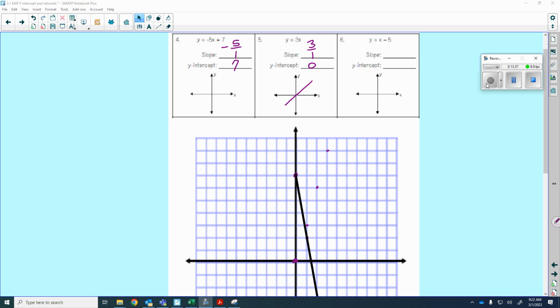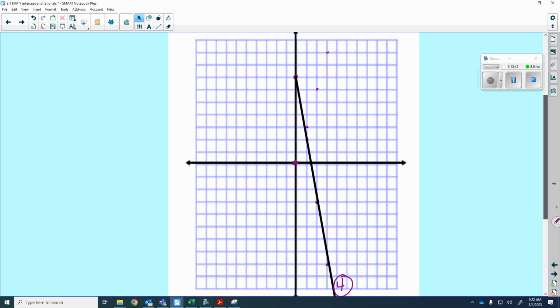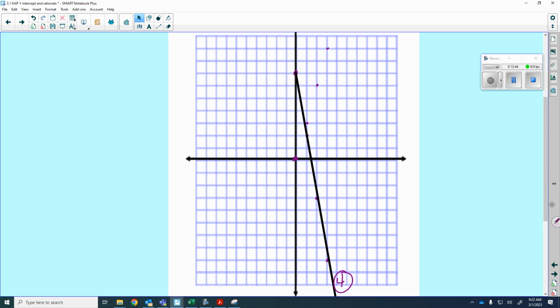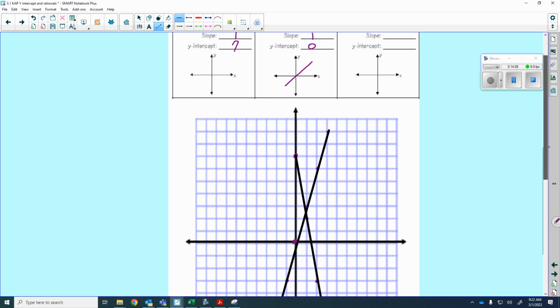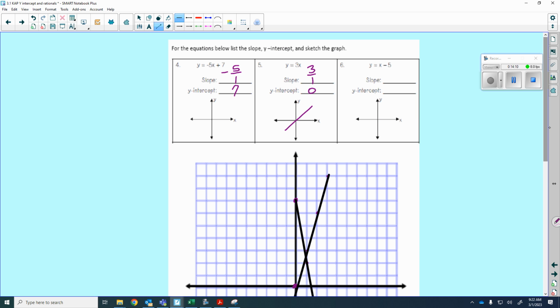On number 5, I went up 3 to the right 1, up 3 to the right 1, up 3 to the right 1. But look, I only used half of my graph. So I want to go back to the origin and go the other way. What will I need to do? Yeah, down 3 and left 1. So I need to make both of them in the negative direction in order to continue that line. You should be using a ruler if you have one. It's not exact, my lines are kind of thick. Oh, and label it. That was number 5.